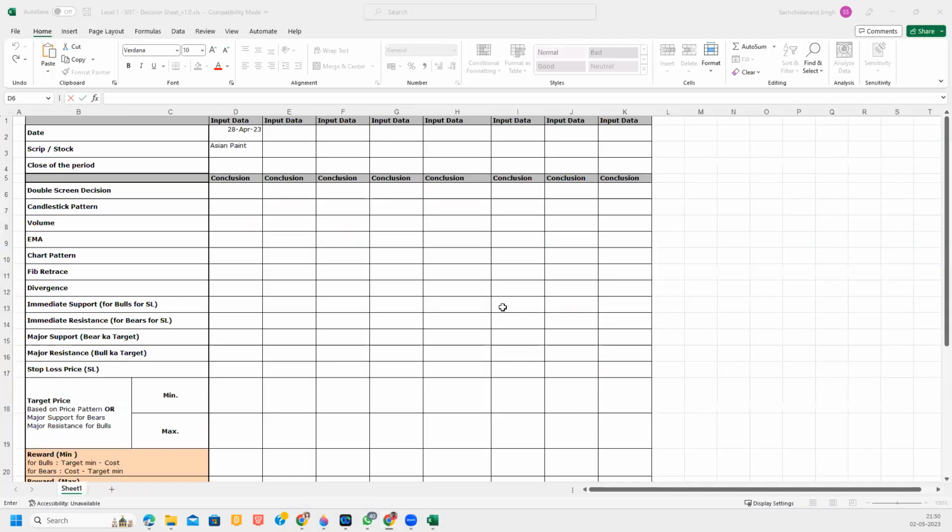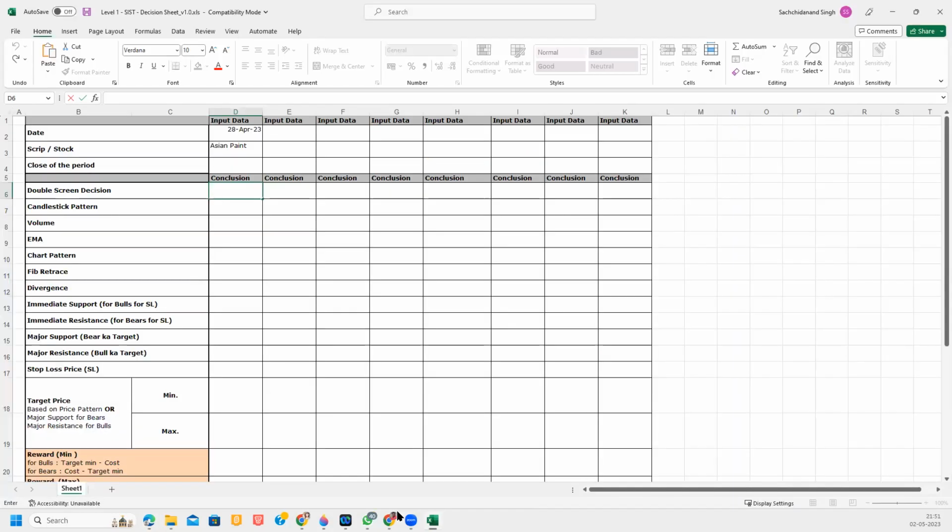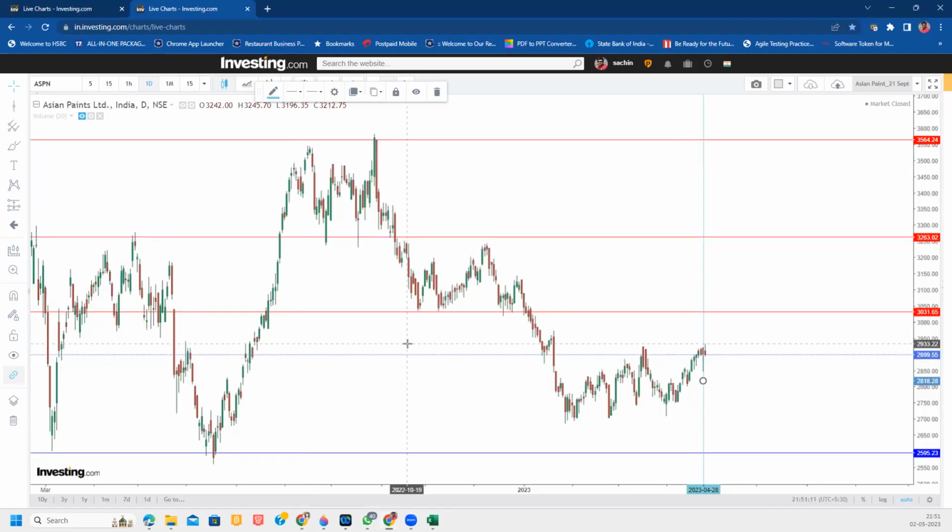In the double screen decision, first we are going to check the MACD. That is what the PDF file said here. So these are the first two things we are going to check: MACD is one, and the combination of RSI and stochastic. Both together are called oscillators. So let's try checking MACD first.